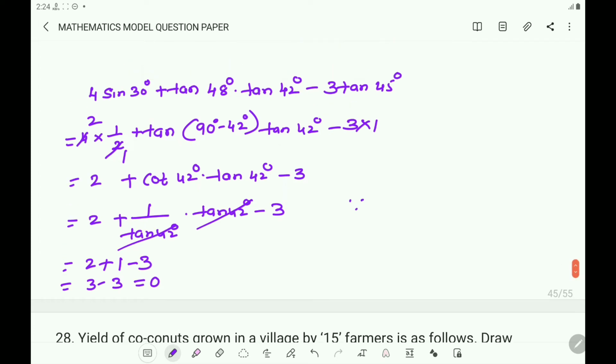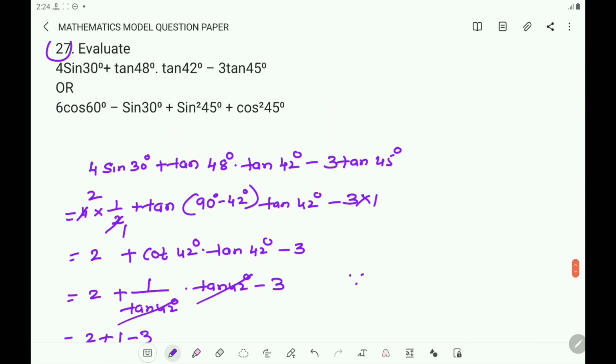Therefore, you can write what? 4 sin 30 degree plus tan 48 into tan 42 minus 3 tan 45 degree is equals to what? 0.